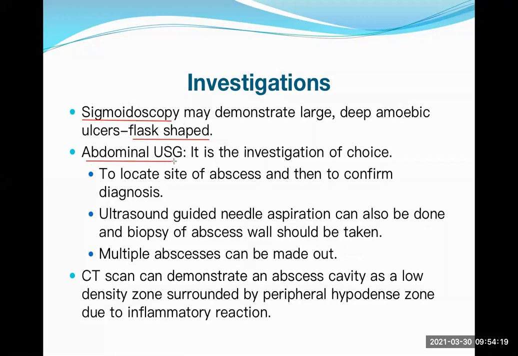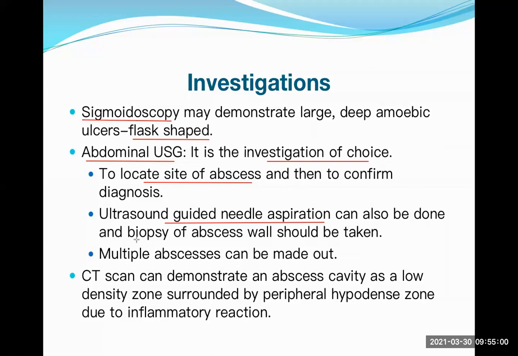Abdominal ultrasound is always done. Actually, it is the investigation of choice here. Now, what are the advantages, or the plus points, of doing abdominal ultrasound in this case? See here, number one, it locates the site of the abscess. Where exactly? Is it in the left lobe or the right lobe? Then we can go for ultrasound-guided needle aspiration. Now, if we can do that, we see anchovy sauce type of pus. If we see that, then we get the diagnosis.